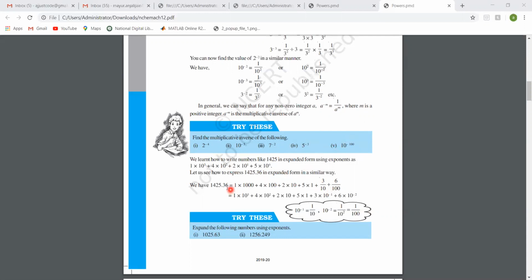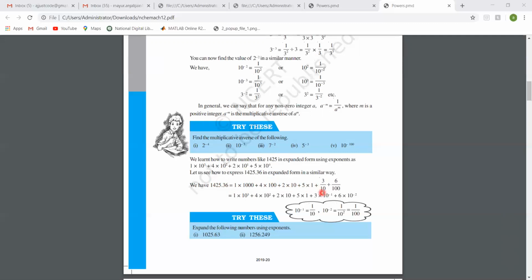Now if I want to express the decimal numbers in exponents, in the expanded form, so see, the number given is 1425.36. Now I want to write this number in the expanded form. So I start from here. Before the decimal, 5 is unit place, 2 is tens place, 4 is 100 place and 1 is 1000 place. So 1 I will multiply with 1000, plus 4 into 100, plus 2 into 10, 5 into 1.